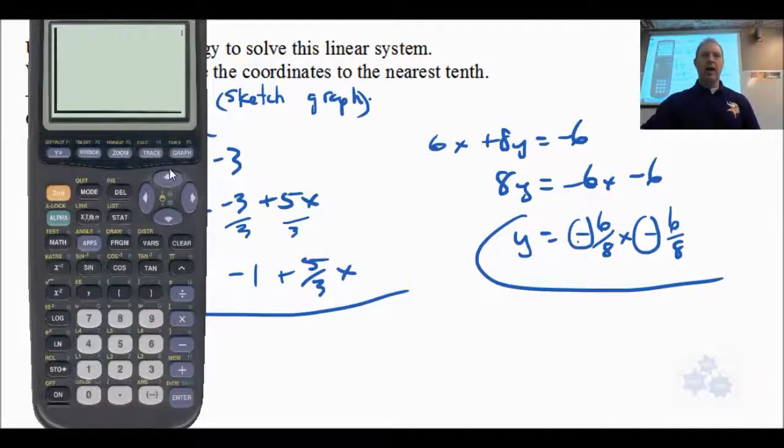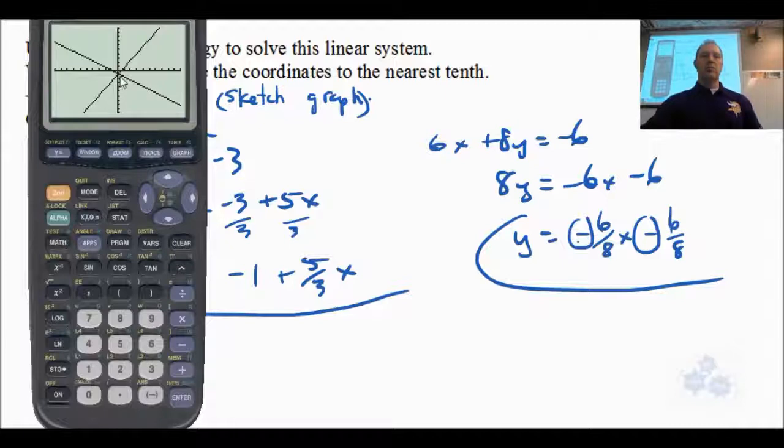All right, so now you hit graph, right? Oh boy. This could be good, this might not be. Your window might be all messed up. I don't know. What do you do to get back to a standard window? Who remembers that? Zoom 6, good. Zoom 6. So that gets you to 10 to the right, 10 to the left, 10 up, 10 down. So that's good, awesome, look at that.